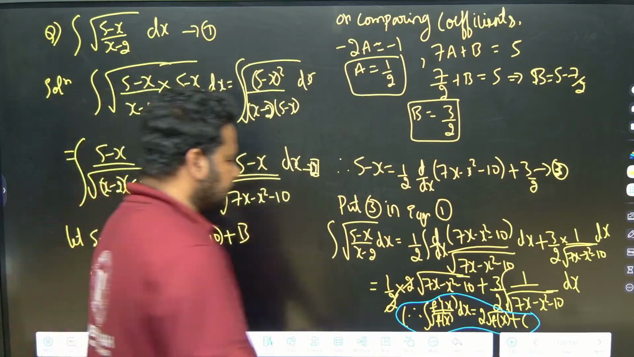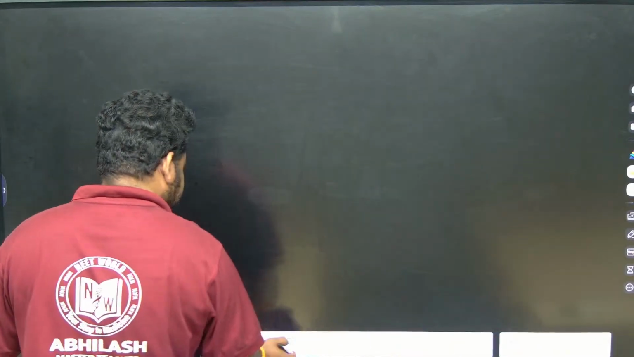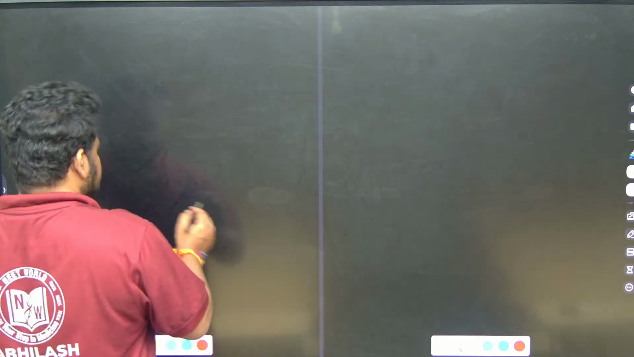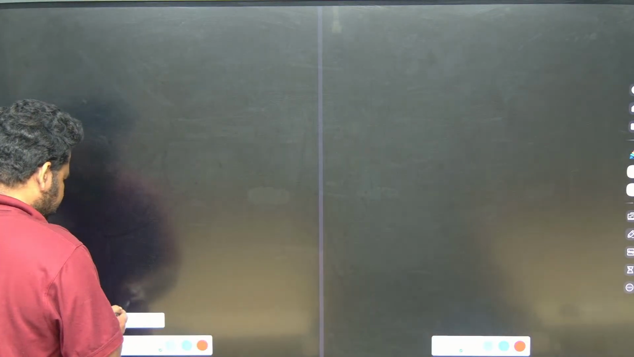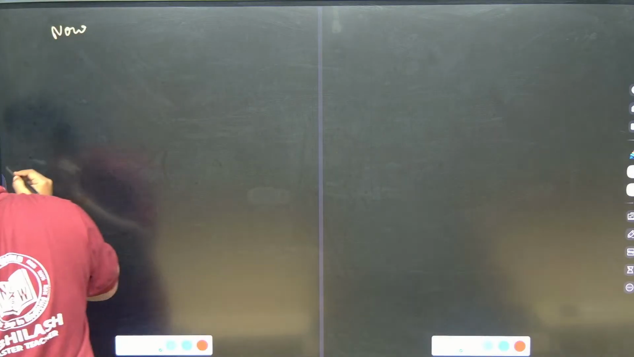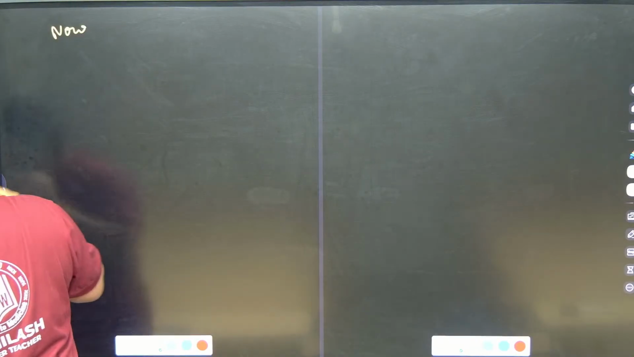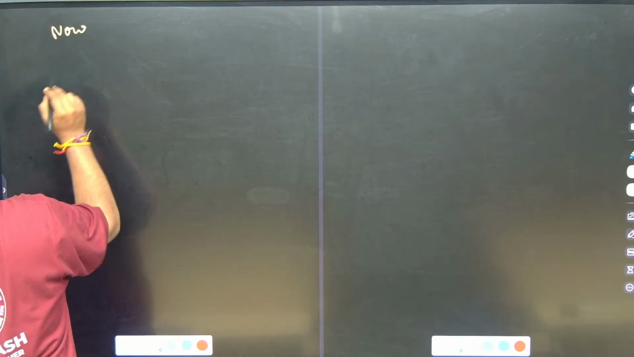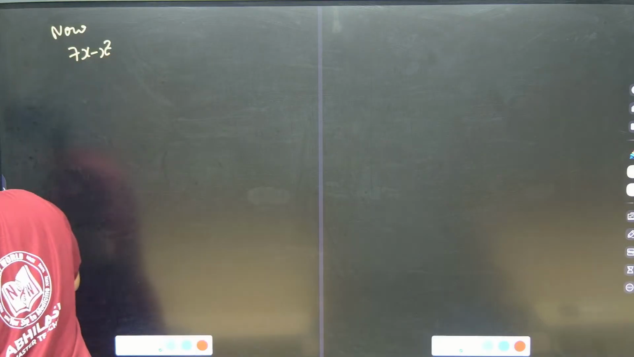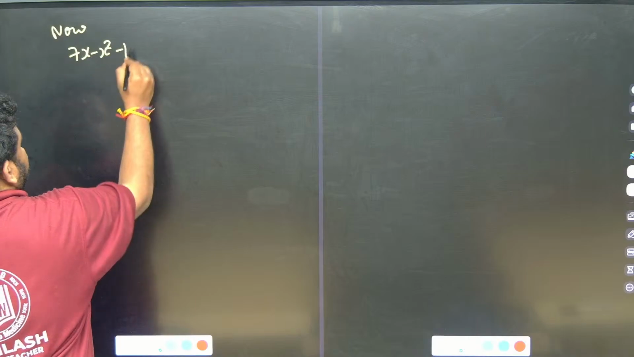Now let us take this one. Let us do the partition again. Observe carefully, have patience. Now we are having 7x minus x square minus 10. This is what we are having.